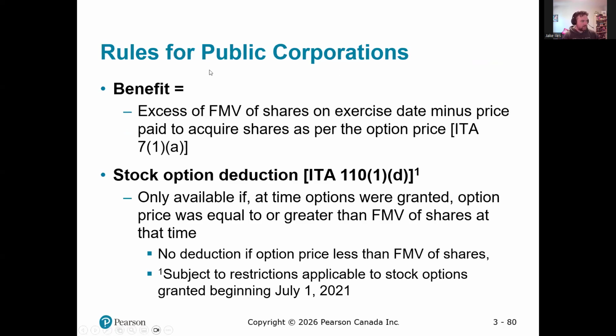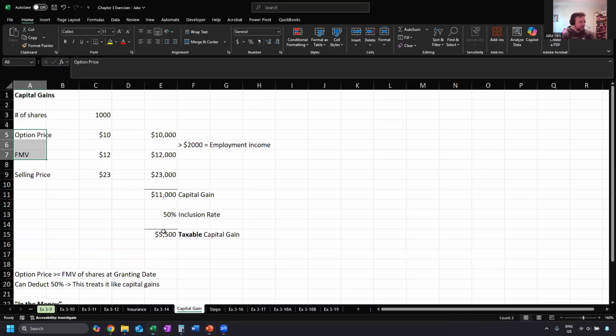So rules for public corporations. The benefit equals the excess of fair market value on exercise date minus what you paid to acquire it. The stock option deduction is only available if at the time the options were granted, the option price was equal to or greater than the fair market value of shares at that time. There's no deduction if the option price is less than fair market value. So let's get into what that's saying.